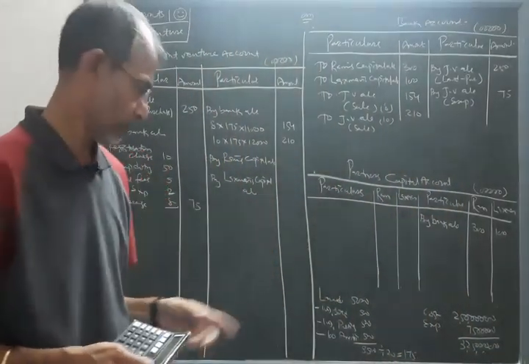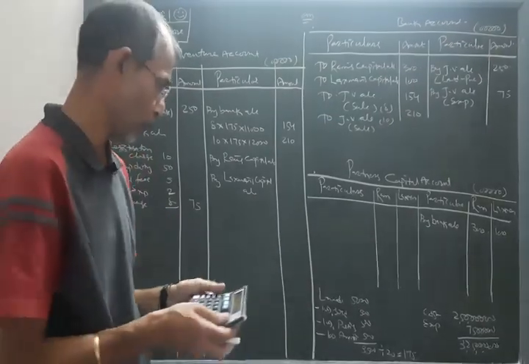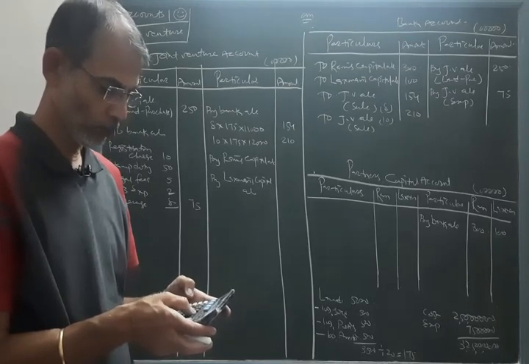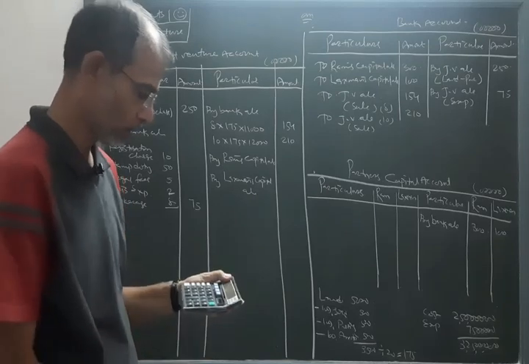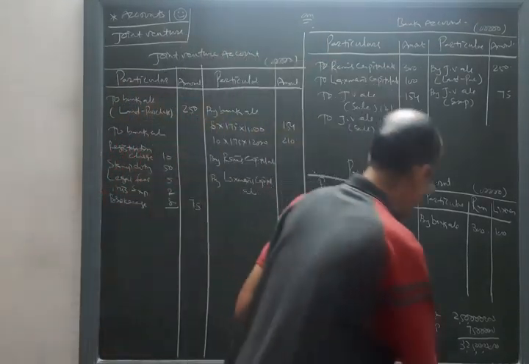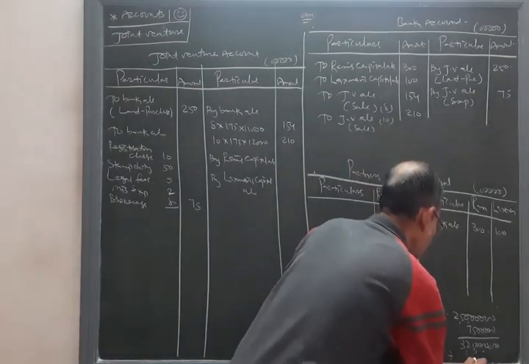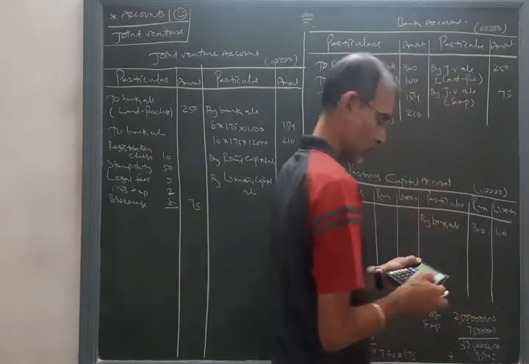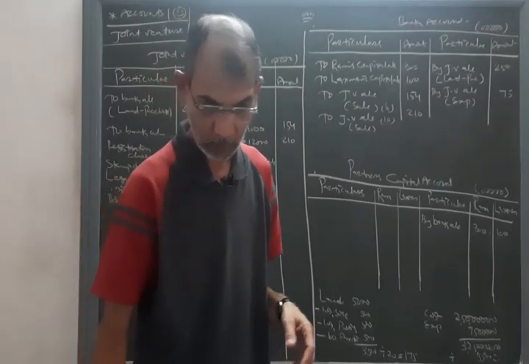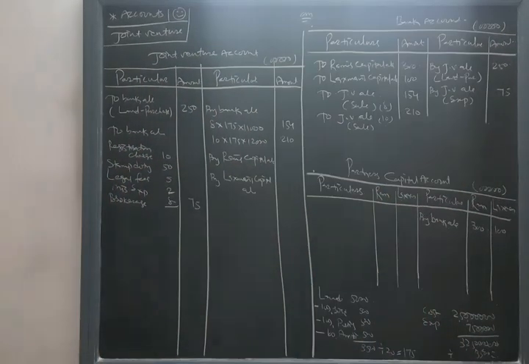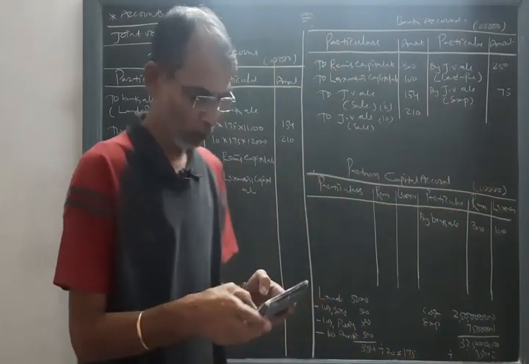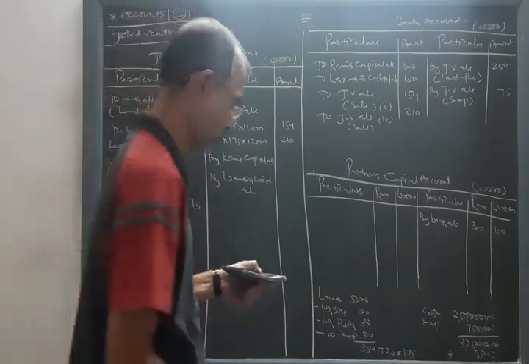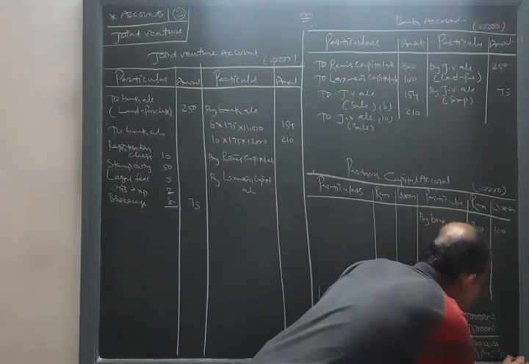Now this figure will be divided by 3,500 square meters. 3 crore 25 lakh divided by 3,500, so that is 9,285. So the cost comes to 9,285.